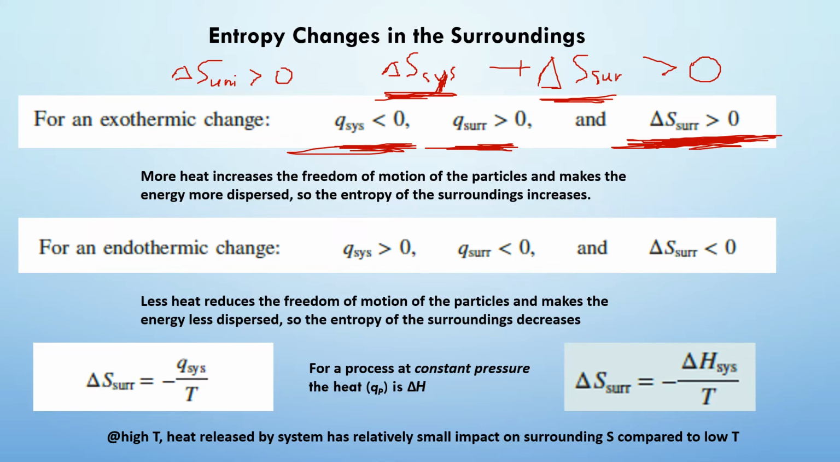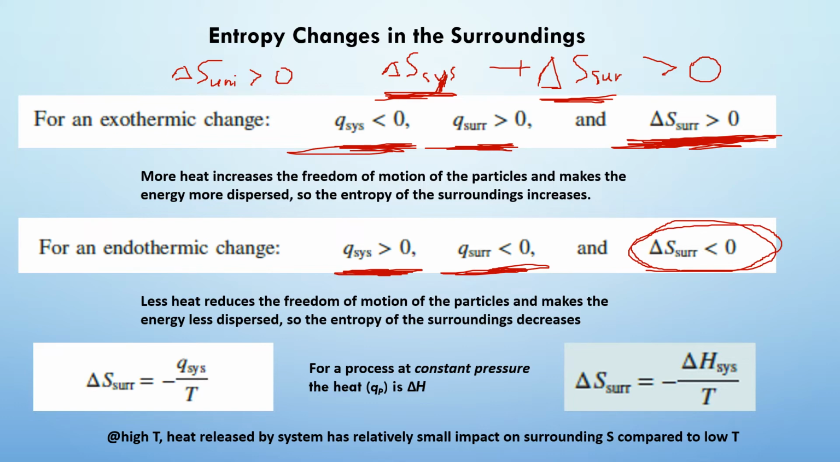But on the other end, for an endothermic reaction, the system requires heat, so it absorbs heat from the surroundings. So the system heat is greater than 0. But for the surroundings, because it is losing heat, it is less than 0. So there is less energy available for the surrounding molecules, so the delta S for the surroundings is less than 0.